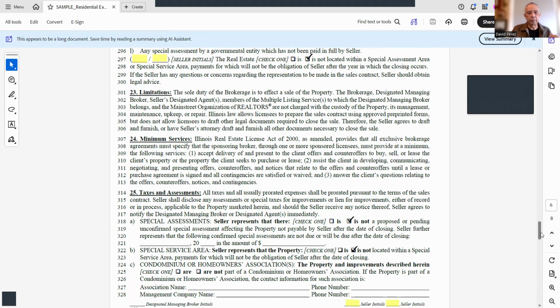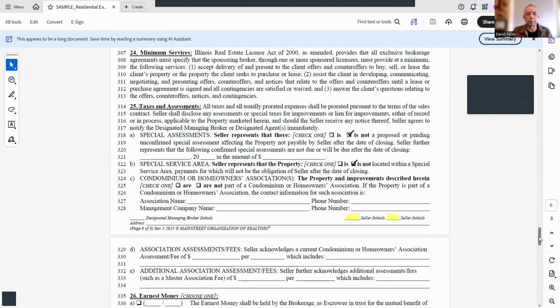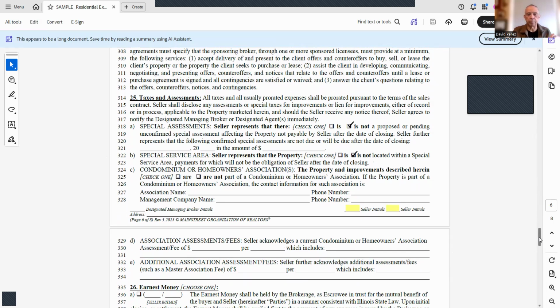Anytime it talks about special assessments here, it's referencing taxes, okay? Talk about taxes being prorated, expenses shall be prorated pursuant to the terms of the sales contract. It's usually 105% proration on the taxes. This is something that I've always found that the attorneys explain to the clients and the lender. The lender especially explains this to the client on how this works.